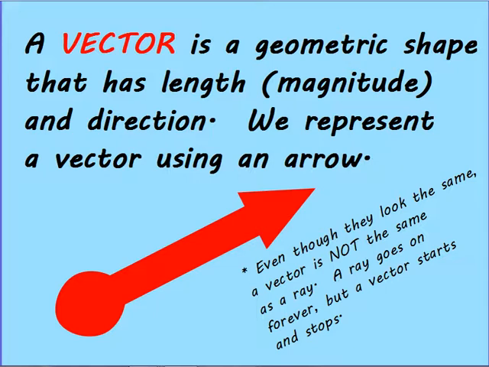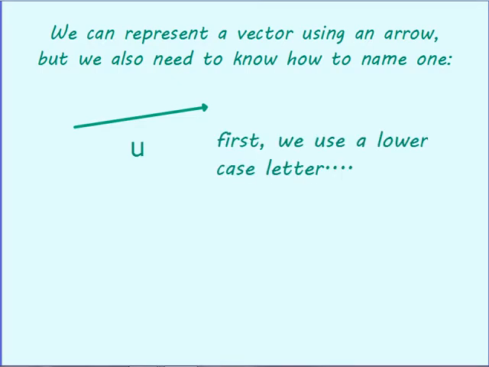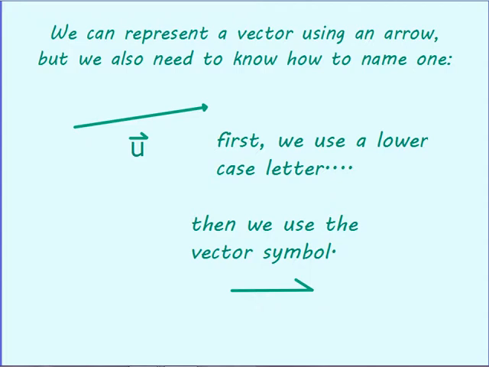Now this looks similar to a ray. It's not. A ray goes on forever in one direction. A vector has a starting point and a stopping point, and we're going to talk more about that in just a minute. We can represent a vector using an arrow, but we also need to know how to name a vector. First, if I don't know any points on my vector, I just simply use a lowercase letter. Then we use the vector symbol. It's very, very close to that ray symbol again, but just not quite.